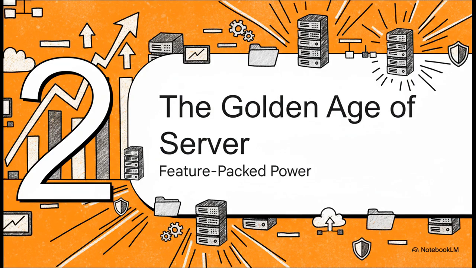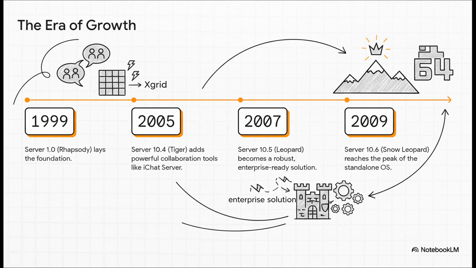So, for about a decade, Mac OS X Server was just on a roll. I mean, every single new version just kept adding more power, more pro-level features. It was a really, really exciting time for this product. This timeline really gives you a feel for just how fast things were moving. When the Tiger version came out, Apple threw in tools like iChat Server for totally secure private messaging, and this other thing called Xgrid. Xgrid was amazing.